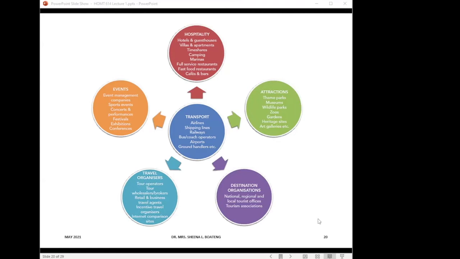Then we have destination organizations, and these are actual organizations that engage in the management of these destinations and all the activities that revolve around tourists visiting these destinations, including the national, regional, and local tourist offices.